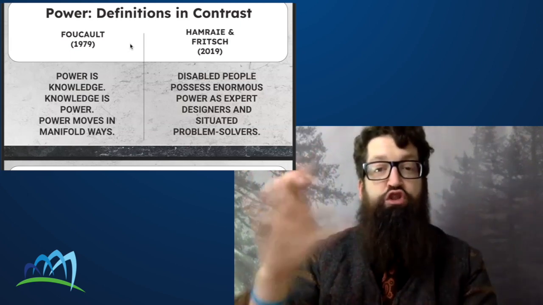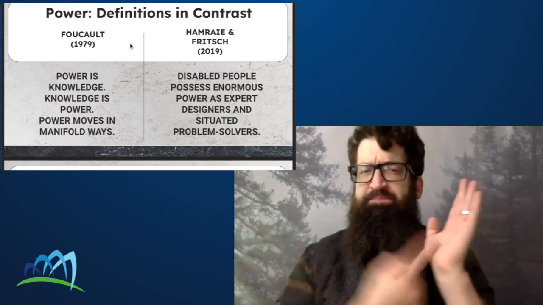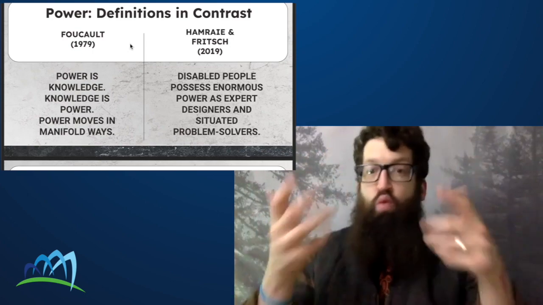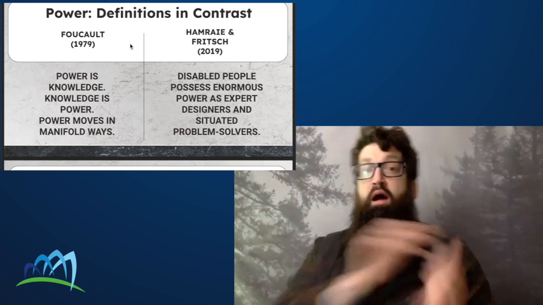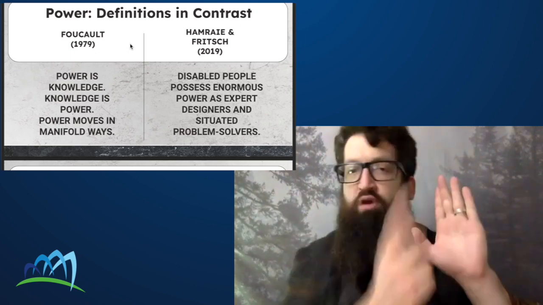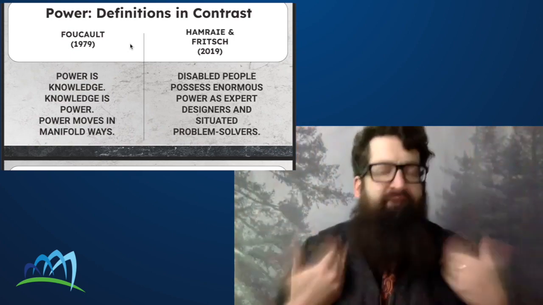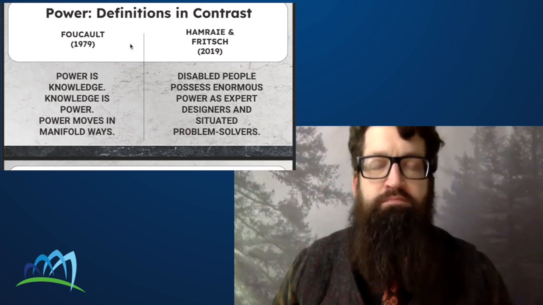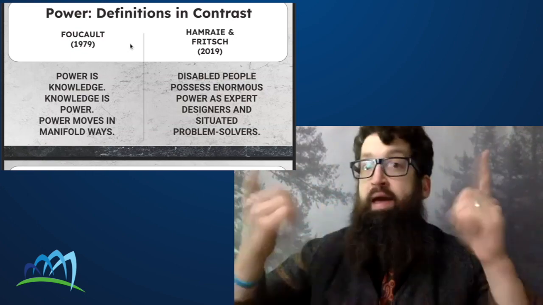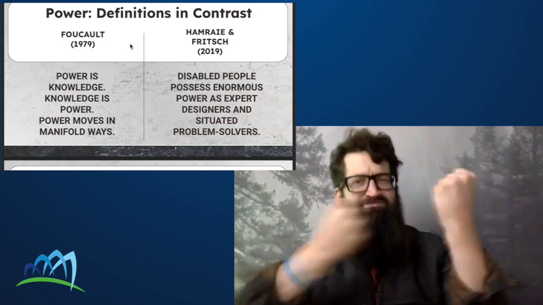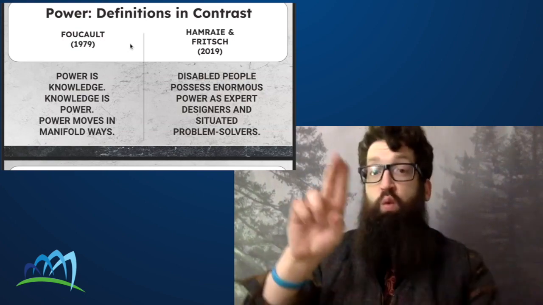Hemery and Fritsch, they're more recently published. They focused on disabilities. Sorry, not deaf. Disabled people possess enormous, just enormous power, because they are also expert designers, and they know how to solve the problems that exist. Designers and situated problem solvers. This happens a lot of the time in the disability community, where protests happen and support happens within bodies of people.